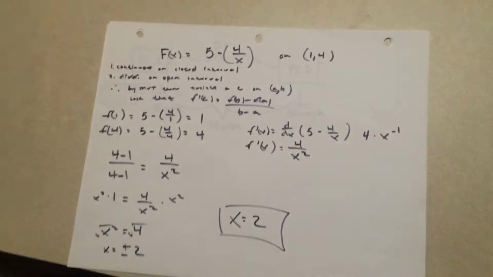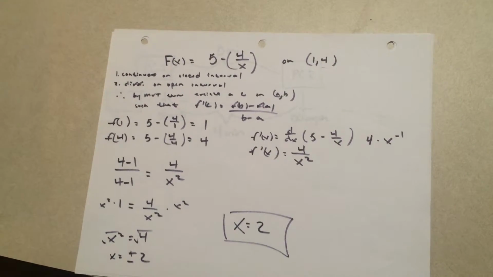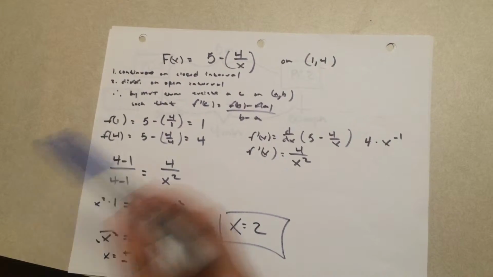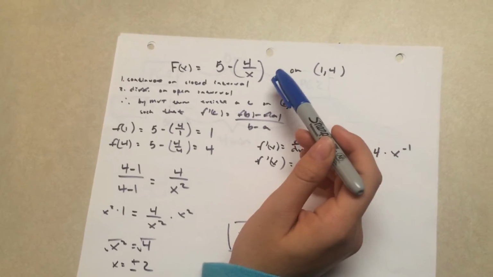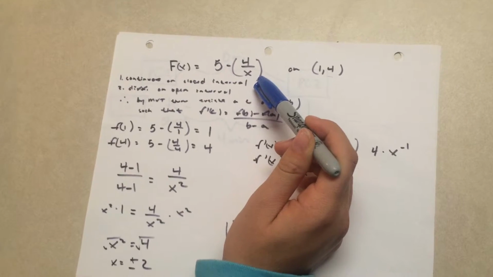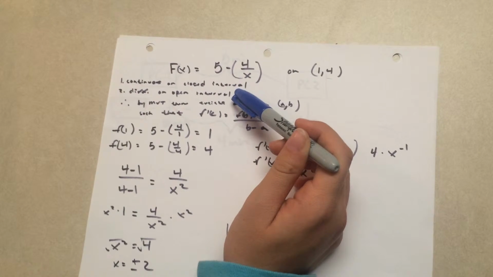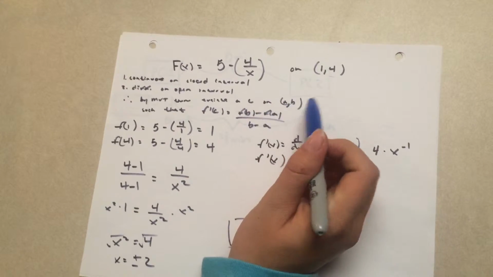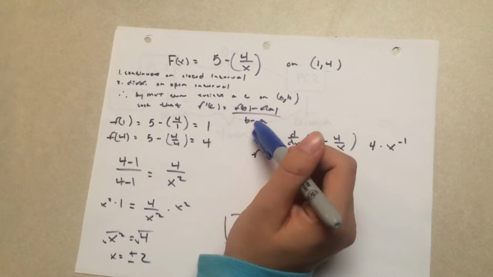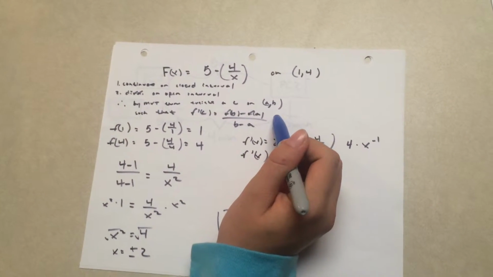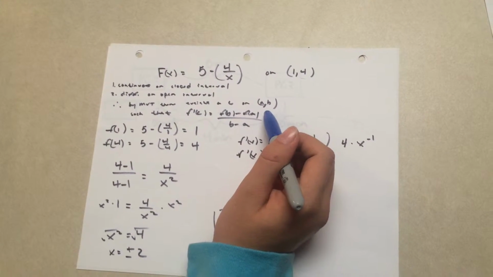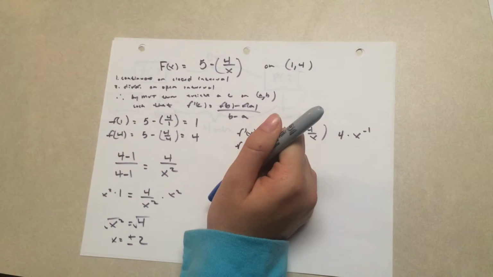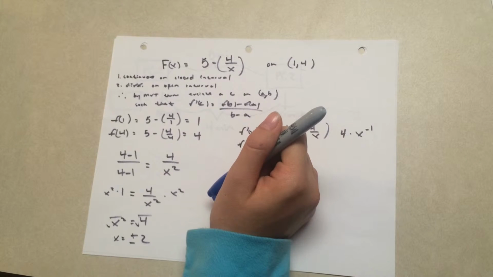Now, one problem: if they gave you a function f of x equals 5 minus 4 over x on the interval 1 to 4. First, you have to state that it's continuous on the closed interval and it's differentiable on the open interval. Therefore, by MVT, there exists a c on a to b such that f prime of c equals f of b minus f of a over b minus a. Now, I'm going to look for this side of the equation first, the f of b minus f of a over b minus a.